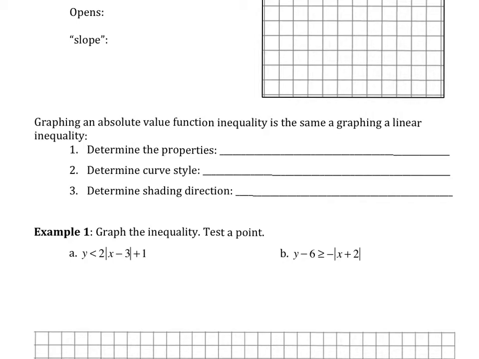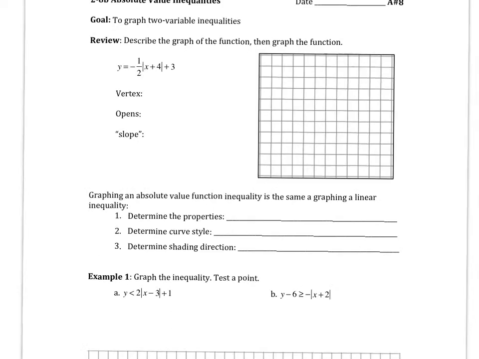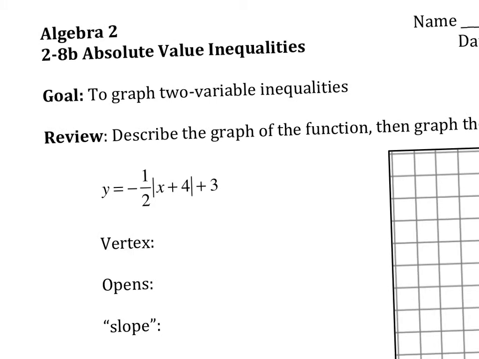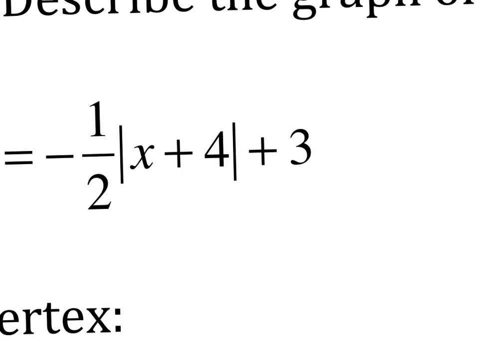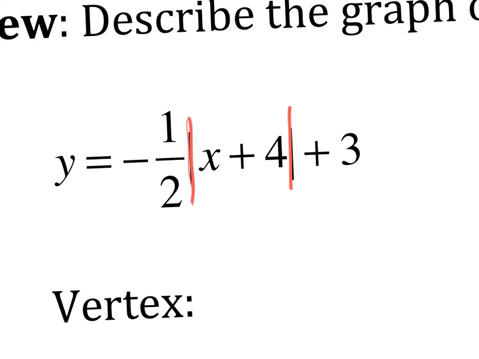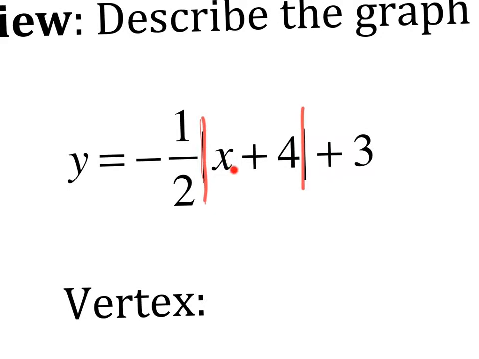All right, so as we are looking at the next stage of section 2.8, we're still going to graph using two variables in the inequality. So in this case, remember, anytime you see an absolute value and it's a function, how do I know it's a function? Because it has an x, an input, and an output.